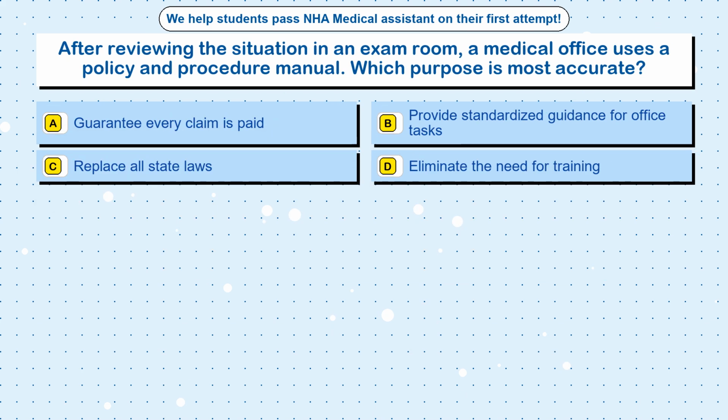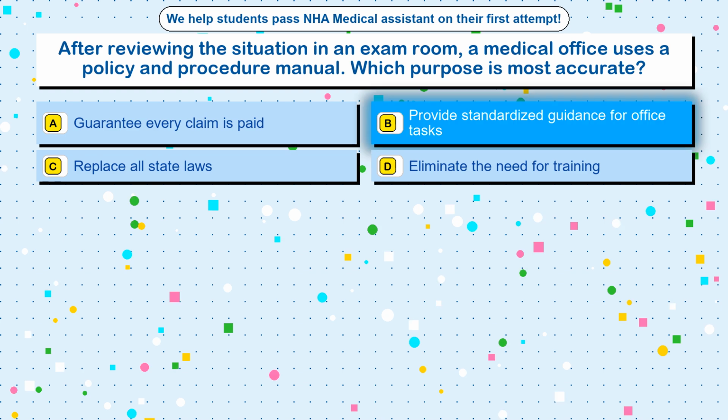Question 99. After reviewing the situation in an exam room, a medical office uses a policy and procedure manual. Which purpose is most accurate? Option A, guarantee every claim is paid. Option B, provide standardized guidance for office tasks. Option C, replace all state laws. Option D, eliminate the need for training.